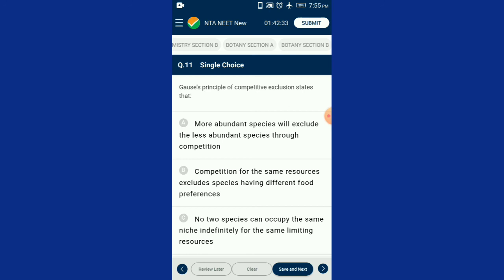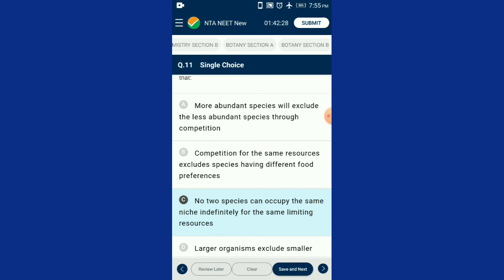No two species can occupy the same niche indefinitely for the same limiting resources. So that is the Gause principle.